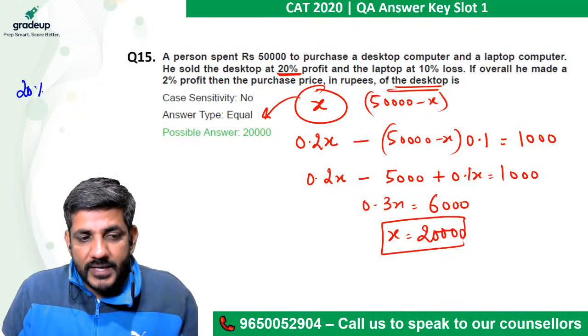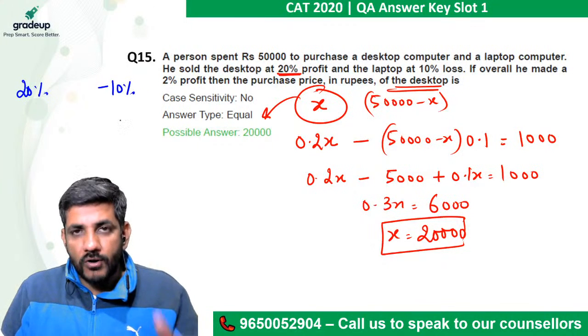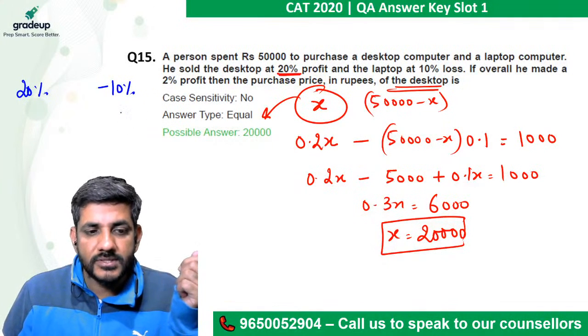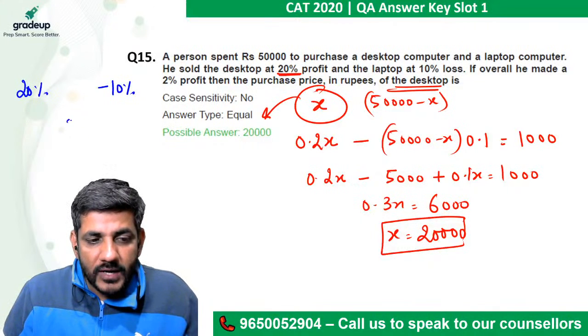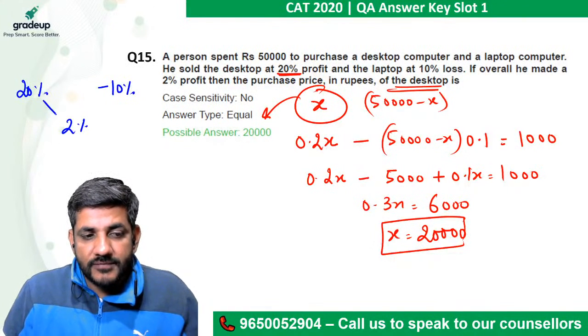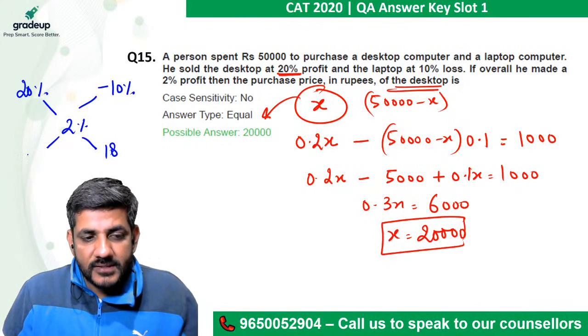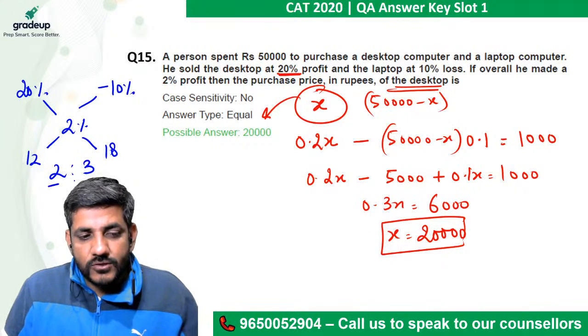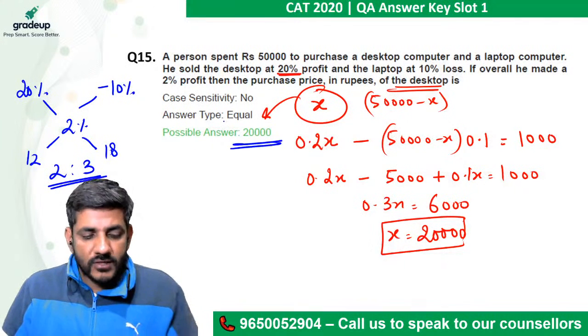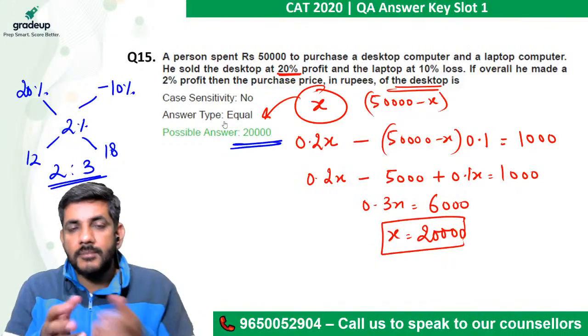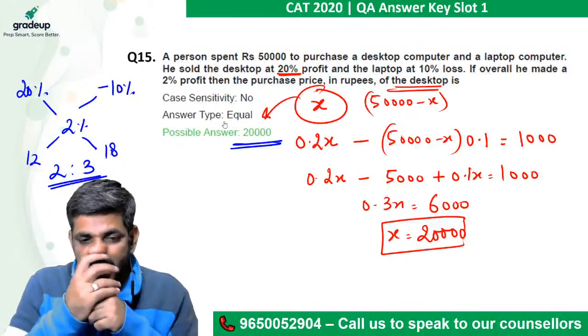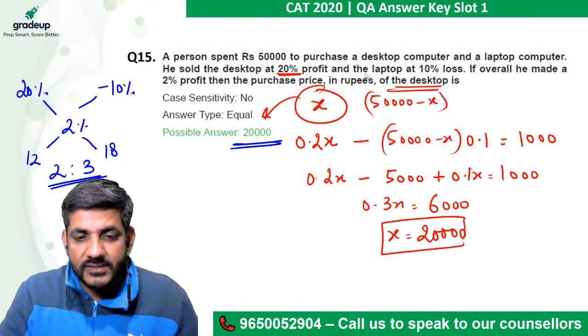On one you have 20% profit, on the other you have minus 10% profit, that is a 10% loss, and overall you have 2% profit. So the difference of 20 and 2 is 18. The difference of 2 and minus 10 is 12. So the ratio of their prices is 2:3. So you will divide 50,000 in the ratio 2:3, one price would be 20,000, one price would be 30,000. So straight away the answer is 20,000 that way as well.